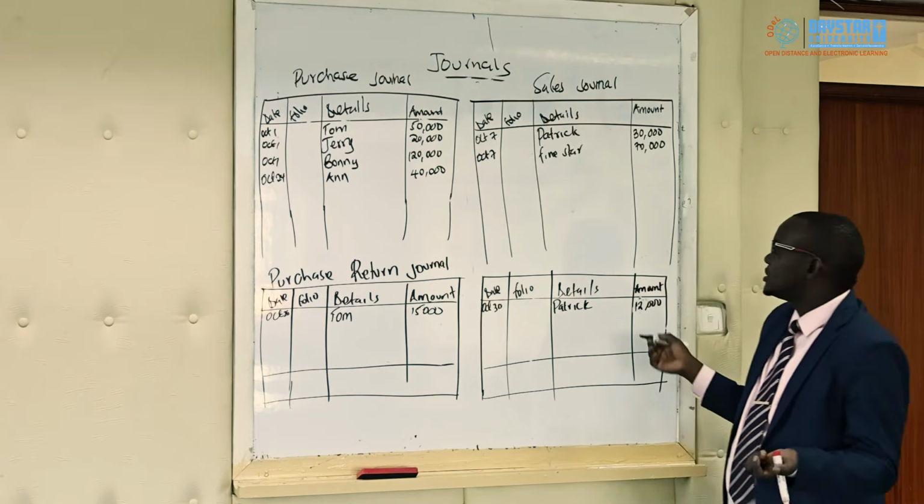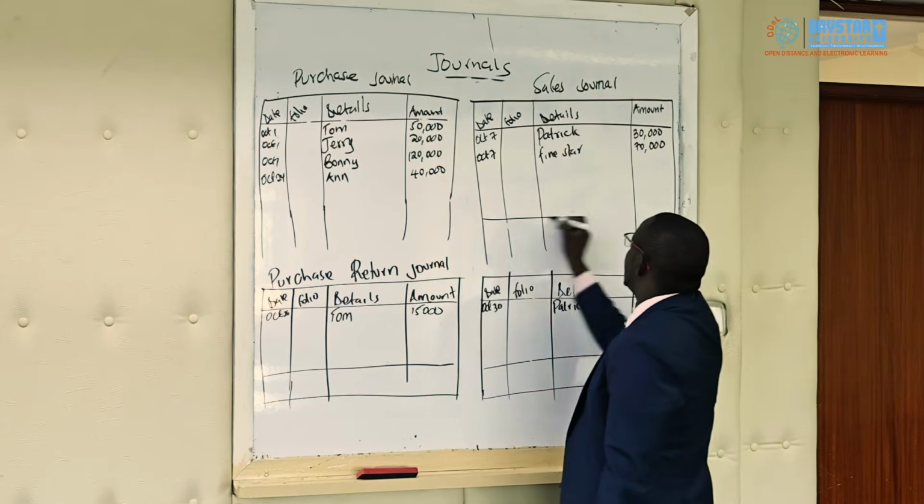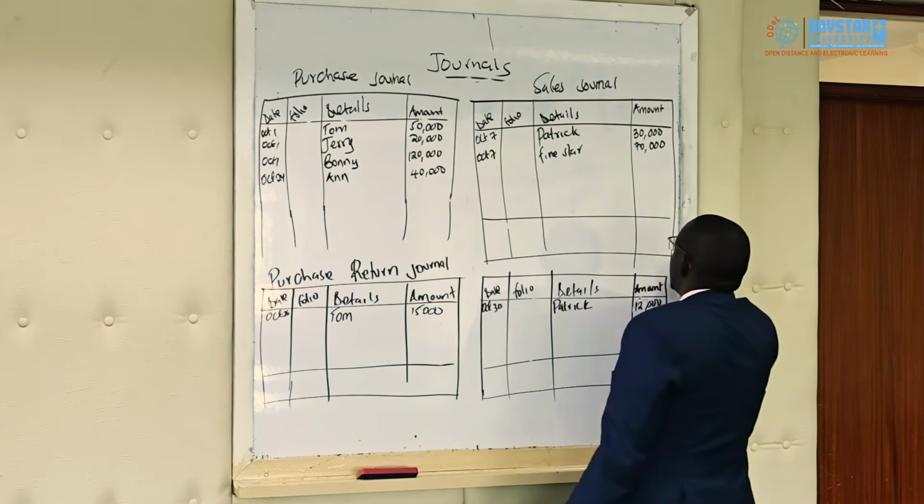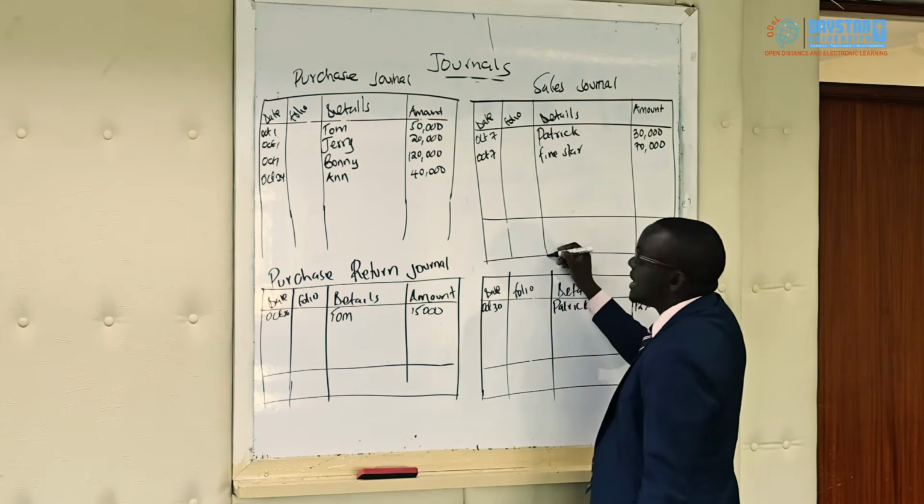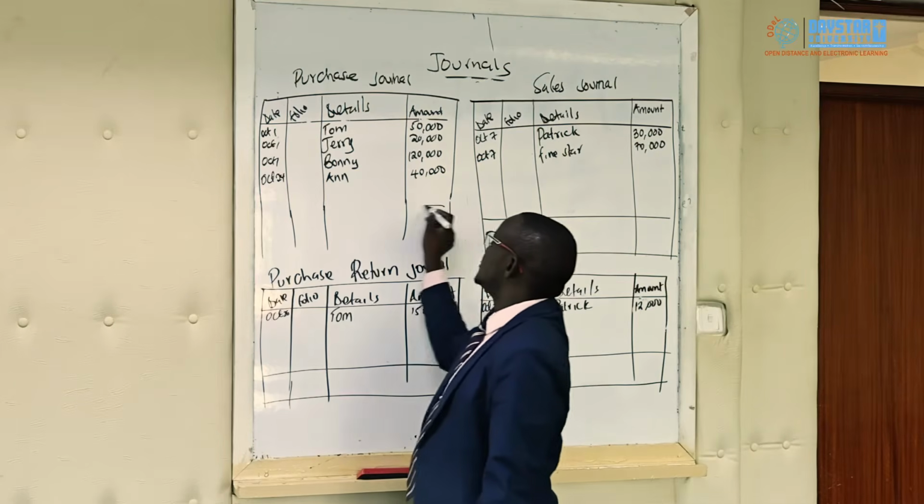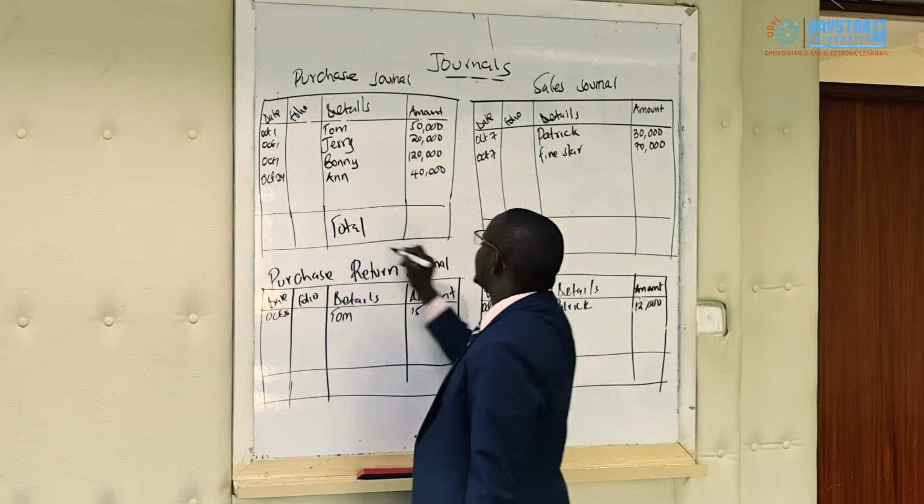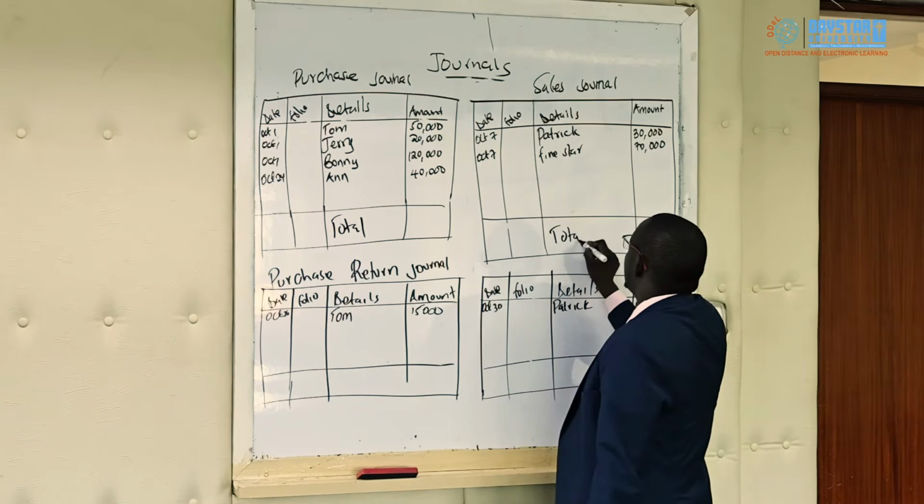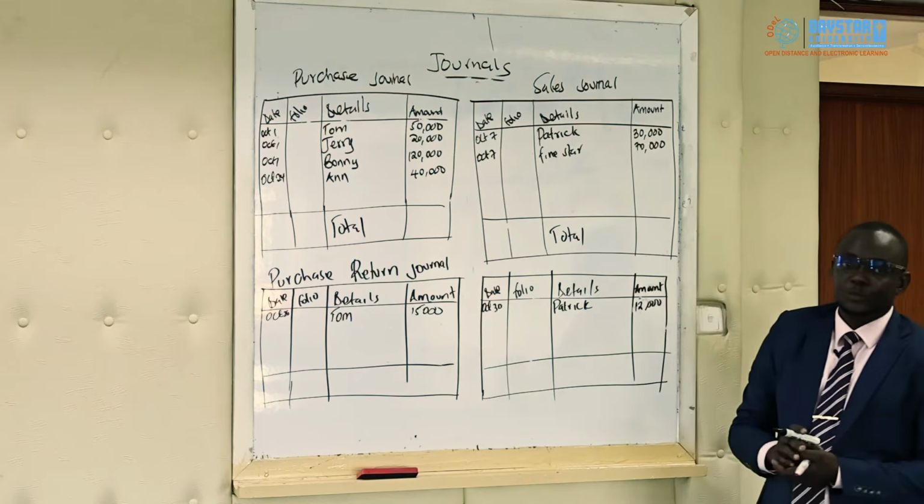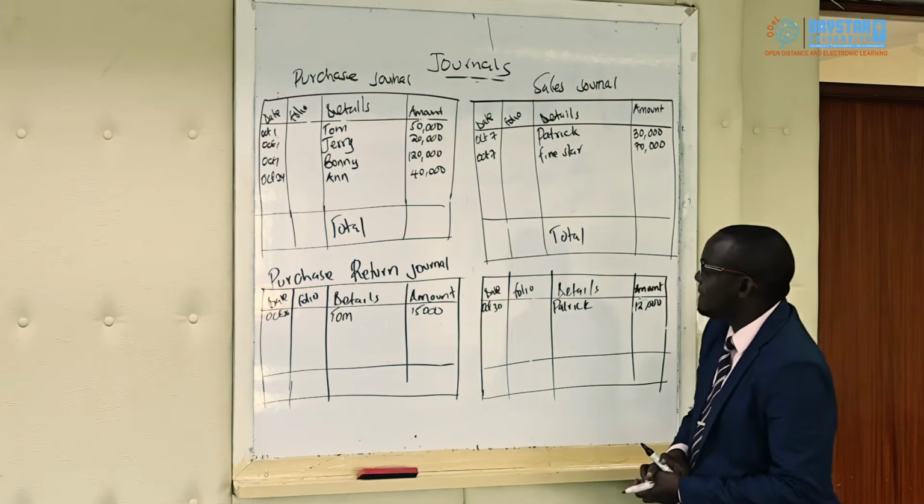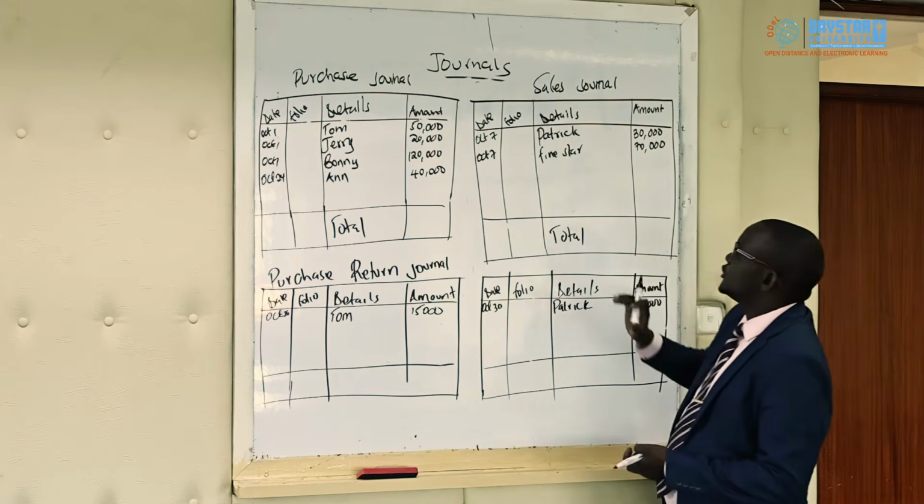What we need to do is to close these balances. To close, get the totals. The best thing with journals, they are the easiest to prepare, more than ledgers. You just get the totals. So here we'll have total. Here I will have total. I'll have total. For this one, you just get the totals.